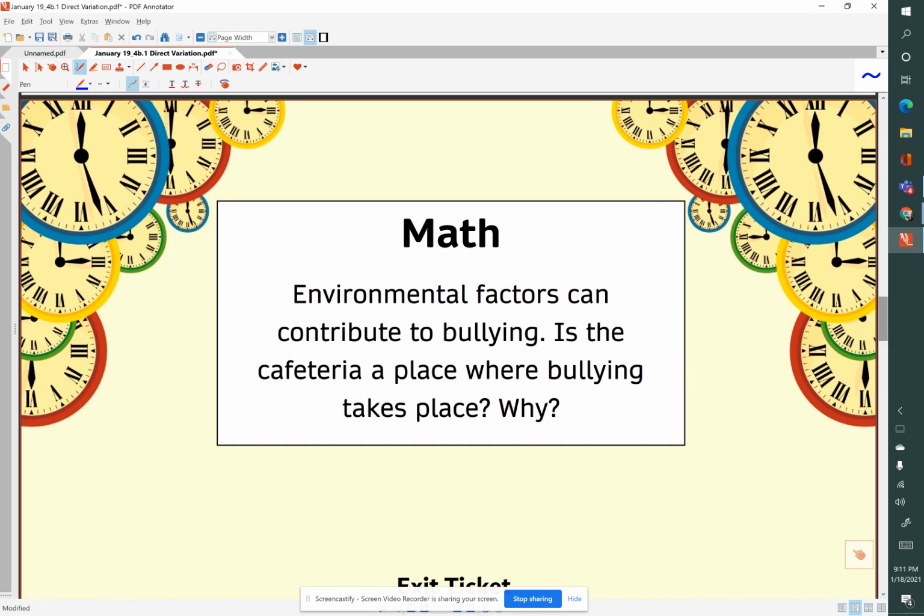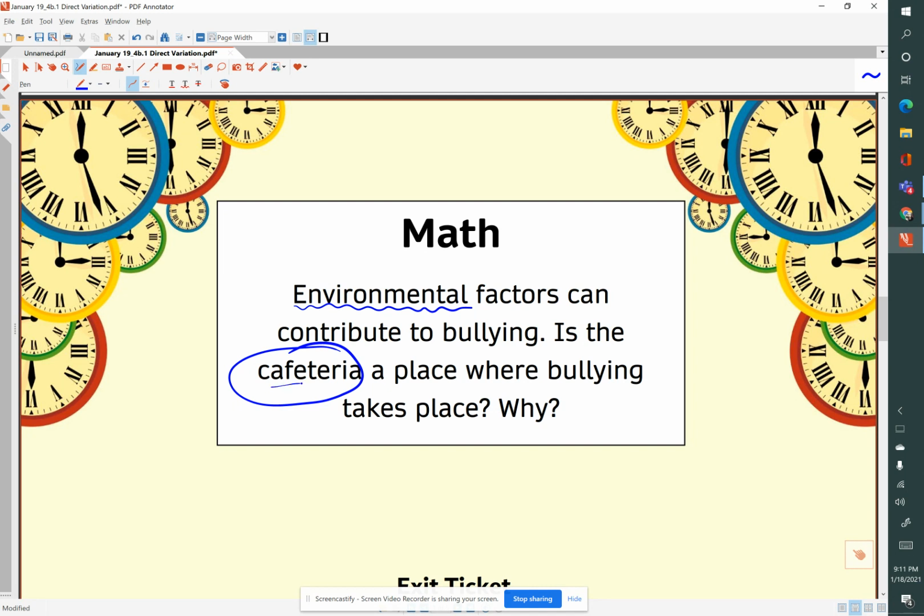So let's talk about this bullying. Environmental factors can contribute to bullying. Is the cafeteria, that's what we're talking about here, a place where bullying takes place, and why? We've talked about bullying over the internet. We've talked about what causes people to bully. But one thing we haven't talked about is this notion that some people feel more empowered to do bad behavior in certain places rather than others.